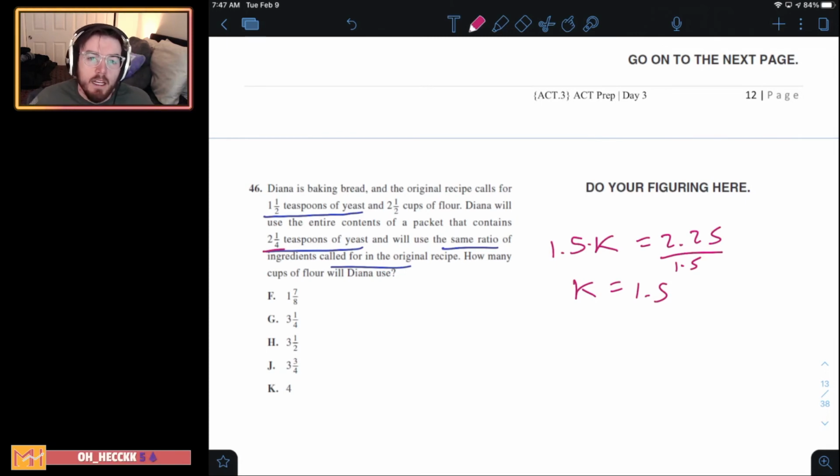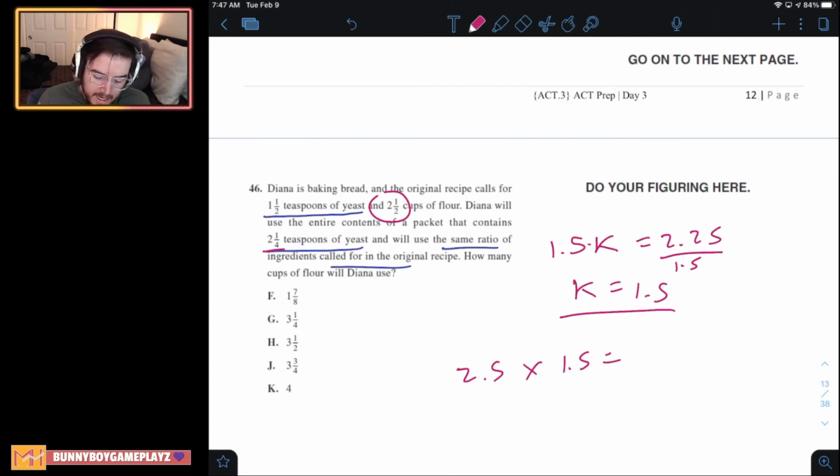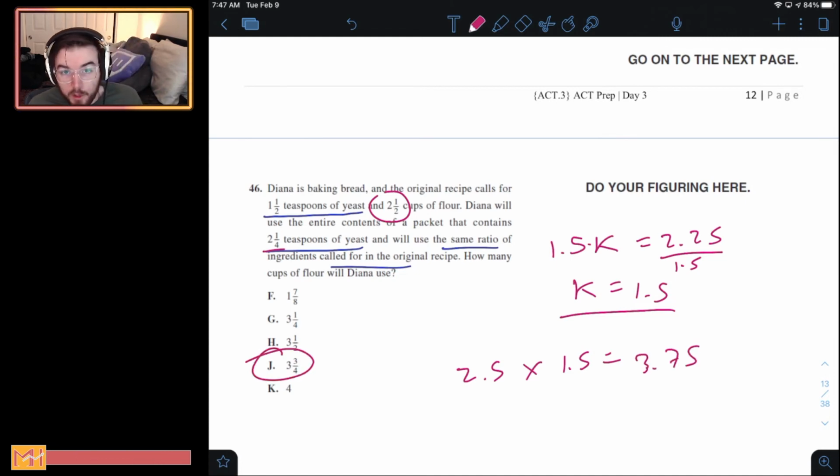So you multiply it by 1½. Well, if she multiplied the yeast by 1½, she's also going to multiply the flour, 2½ cups, by 1½. If you're going to multiply one thing by 1½, you got to multiply the other. So 2.5 times 1.5 is 3.75, which is 3¾.